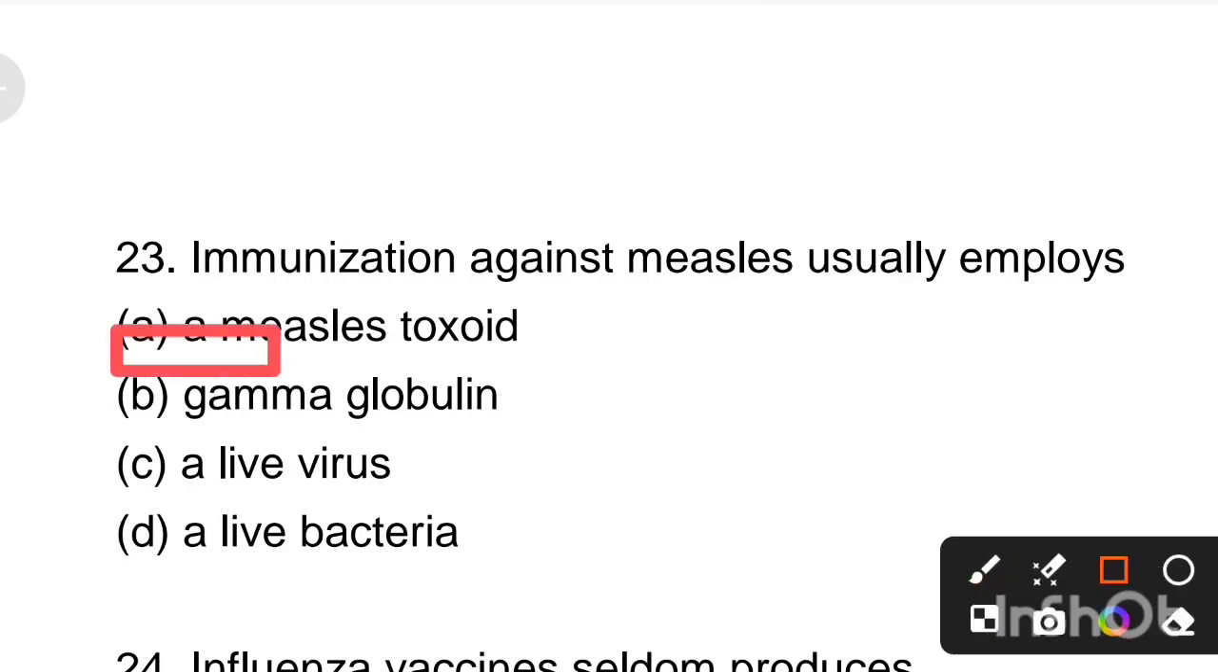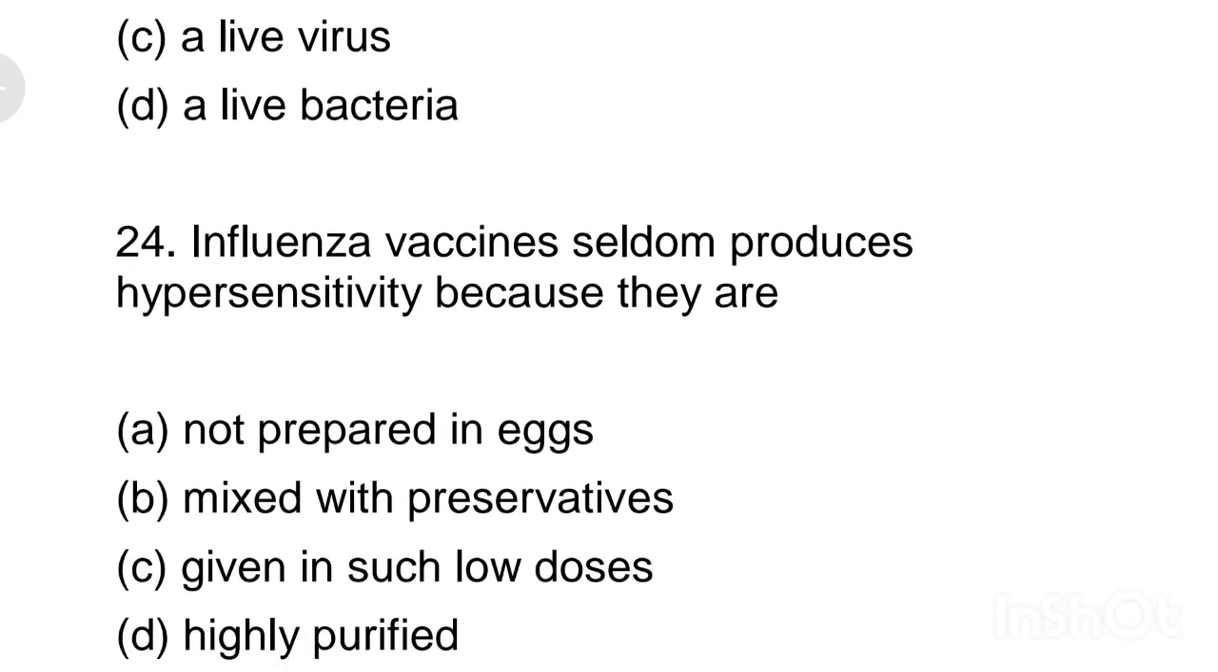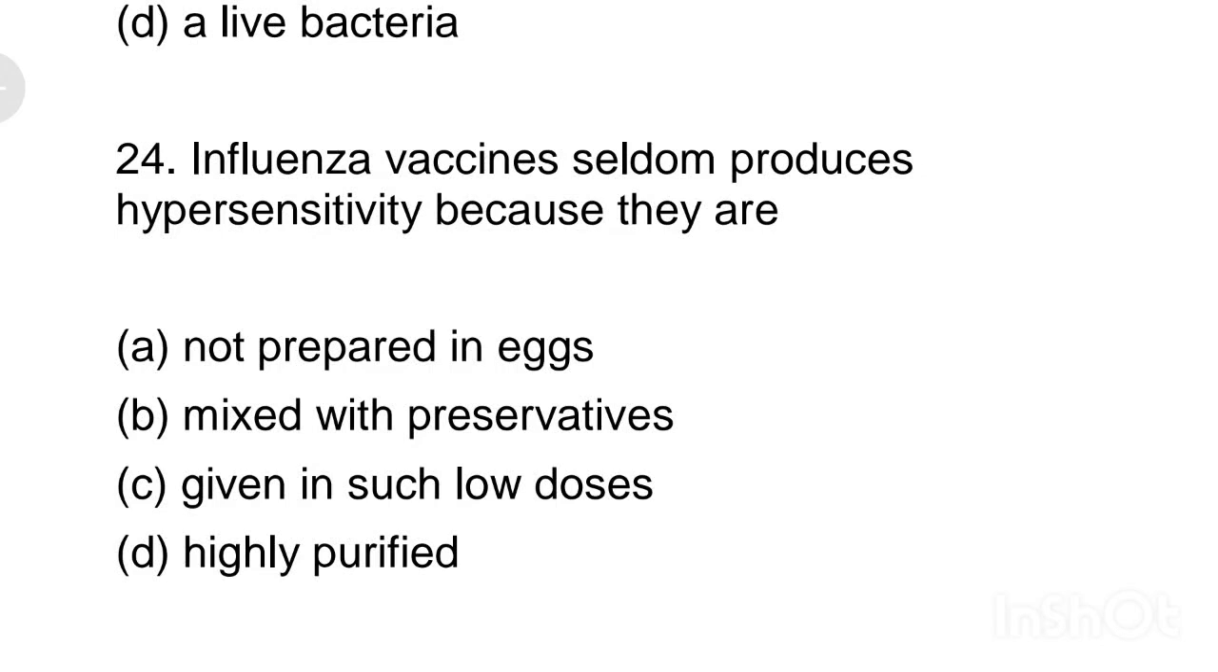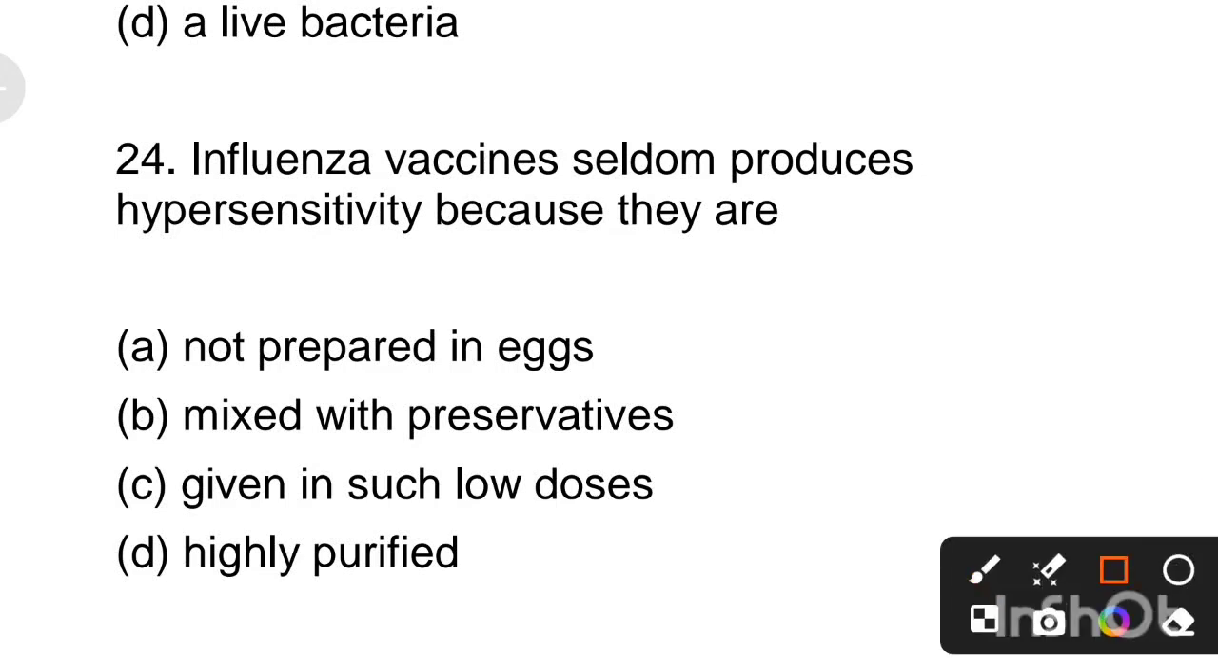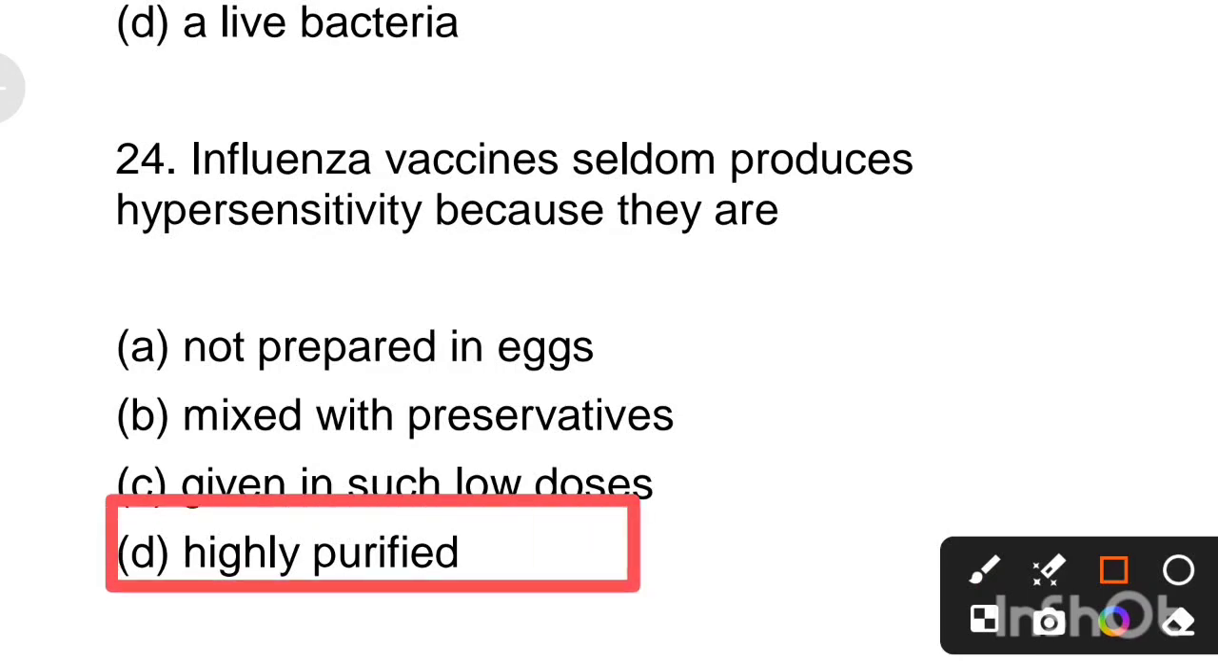Next question. Influenza vaccines seldom produce hypersensitivity because they are option A, not prepared in egg, option B, mixed with preservatives, option C, given in such low dose, option D, highly purified. Correct answer is option D, highly purified. Influenza vaccines seldom produce hypersensitivity because they are highly purified.